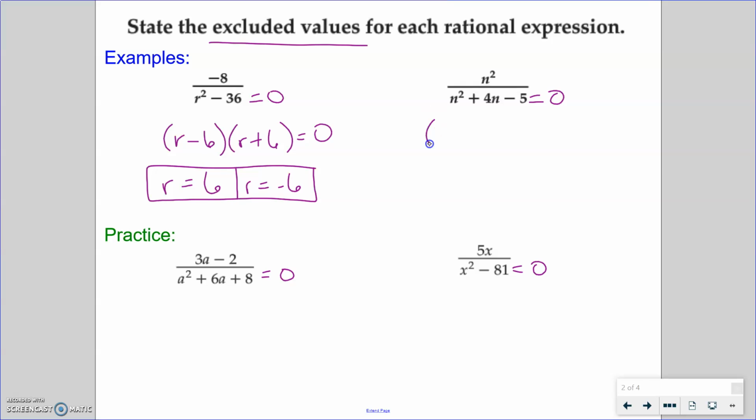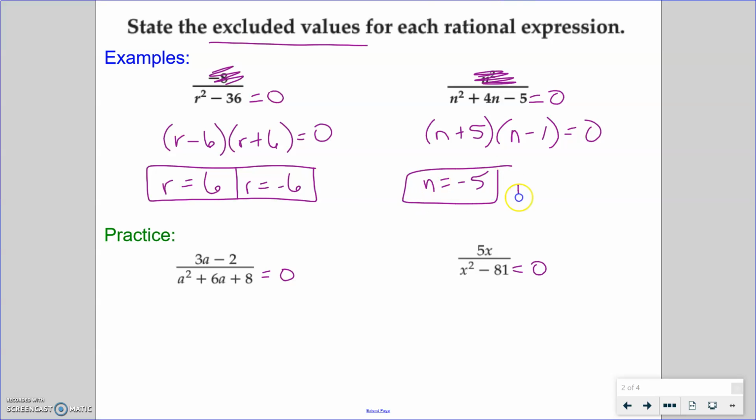Same thing for this example over here. I can factor it, so n plus 5 and n minus 1. Remember, it's kind of like you're ignoring the top. We don't really care what's going on in the top as of right now. We're only looking at the bottom. So my 2 excluded values would be -5 and +1.